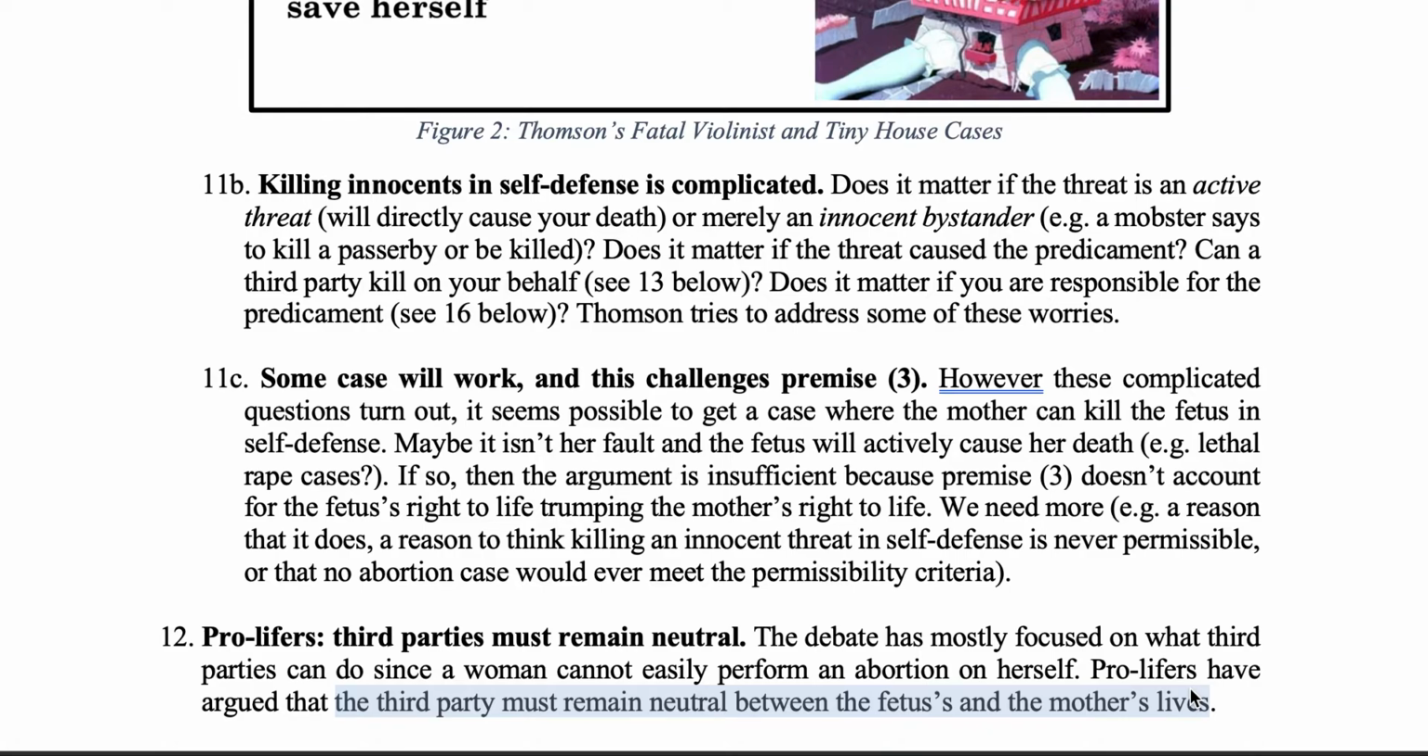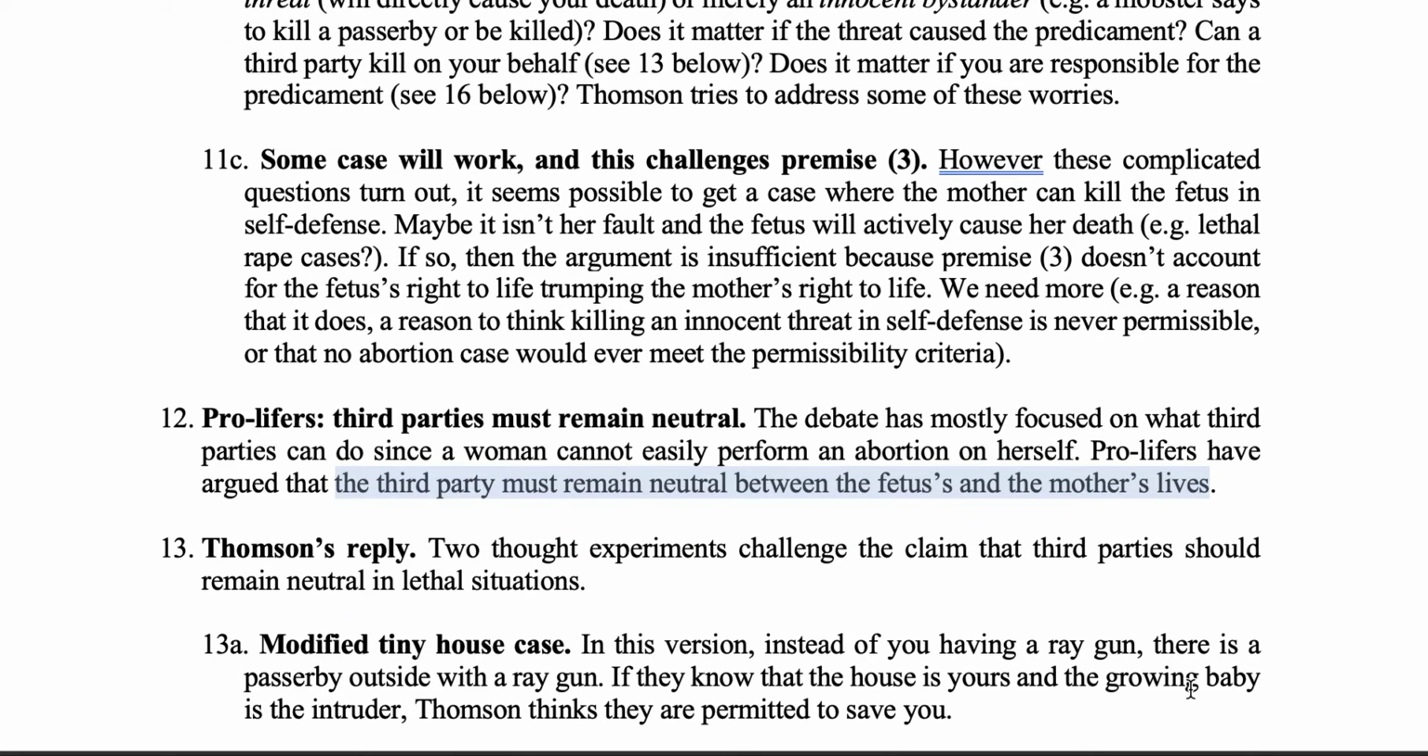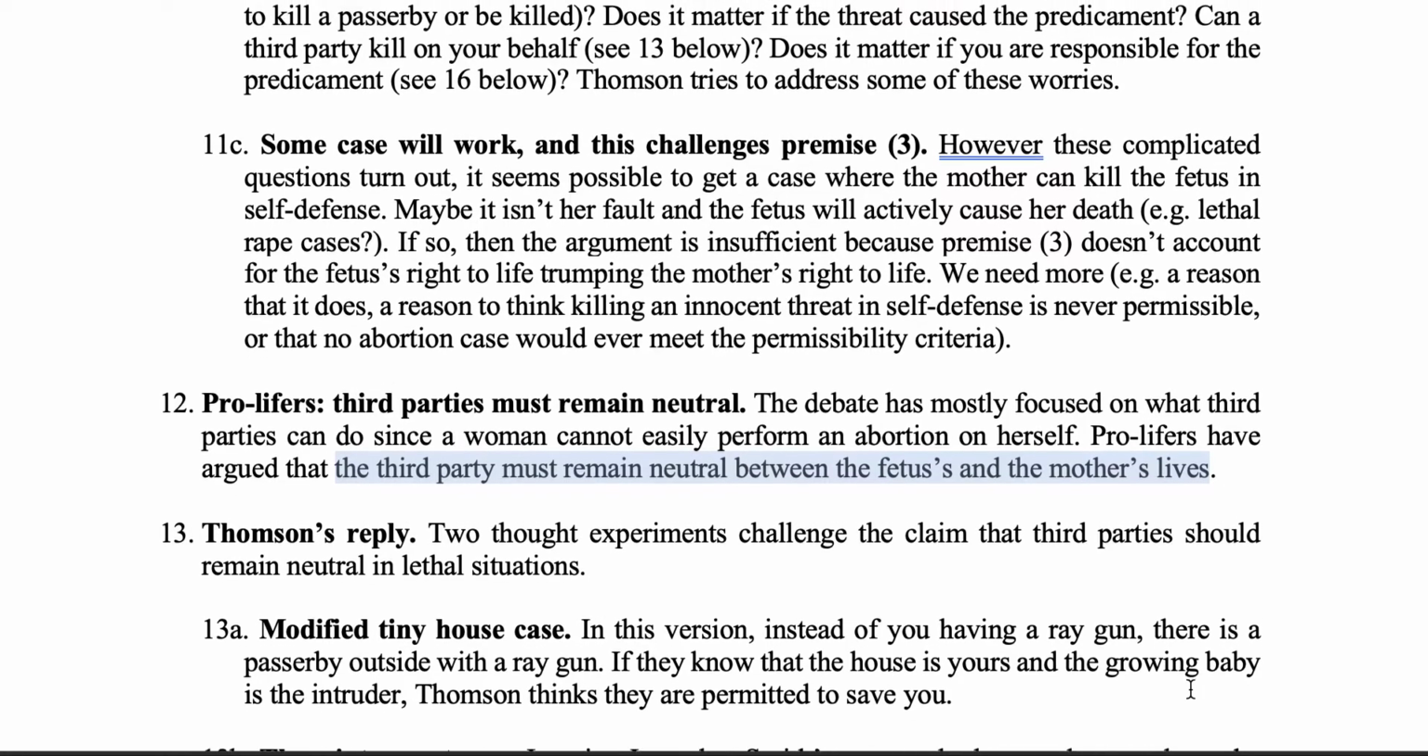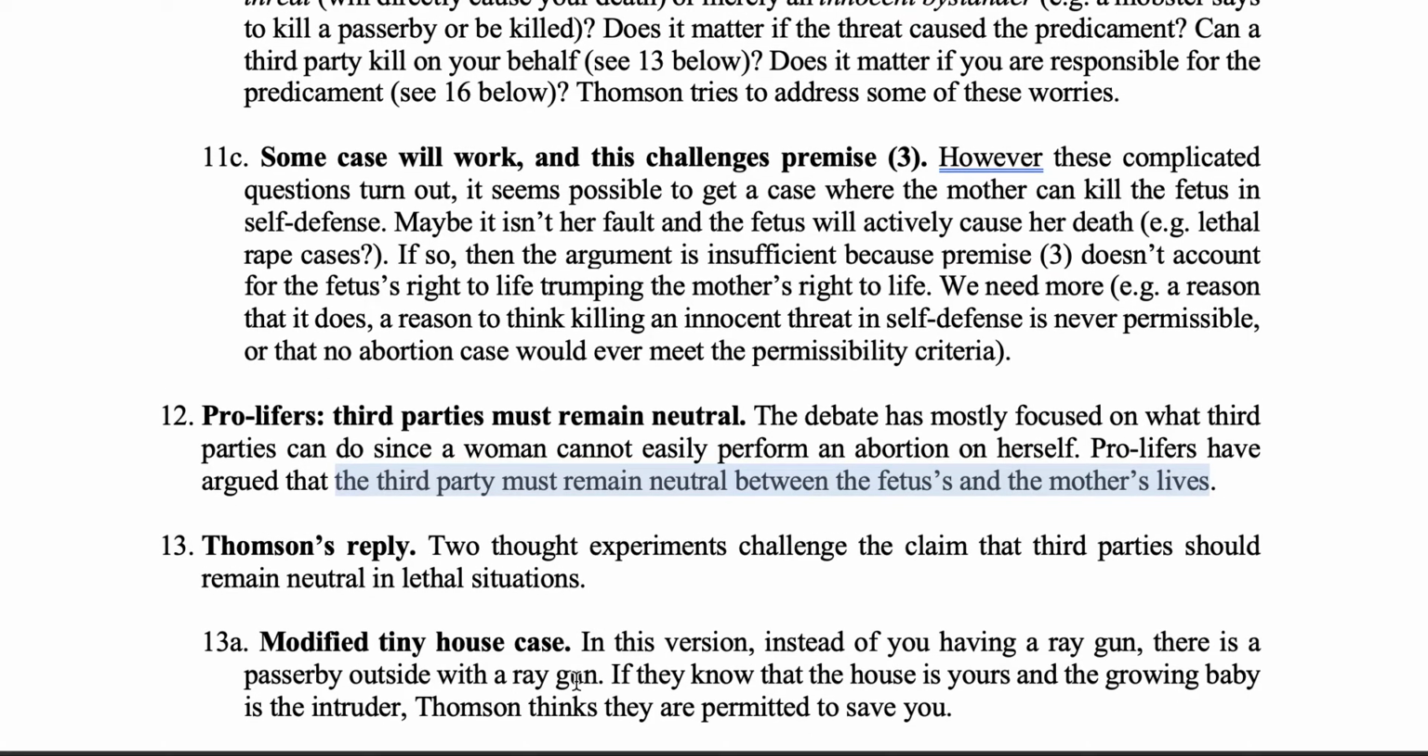At least most of it. Right? And so Thomson says, let's modify the cases a little bit and show that also third parties can help out. Okay, so here's a modified tiny house case.